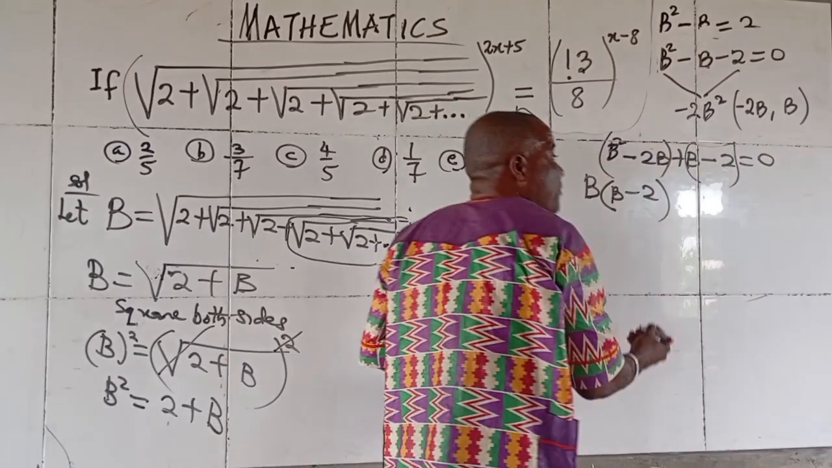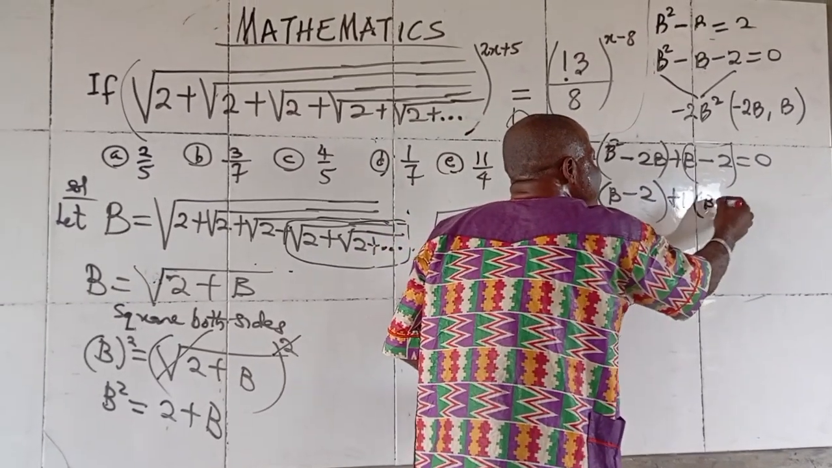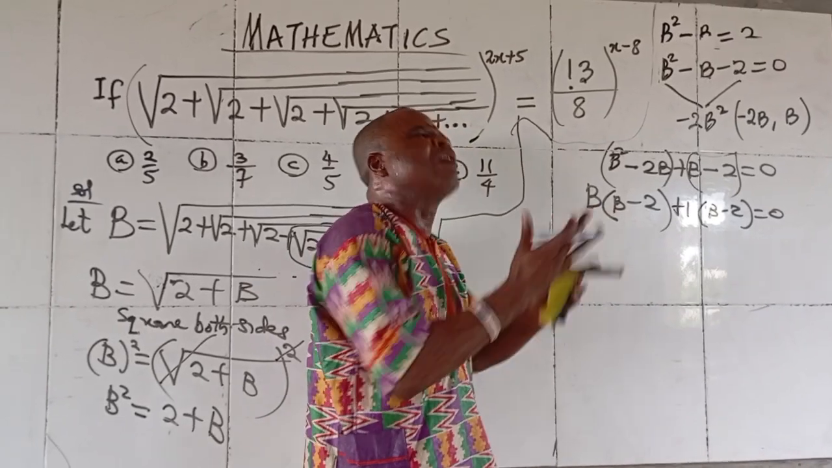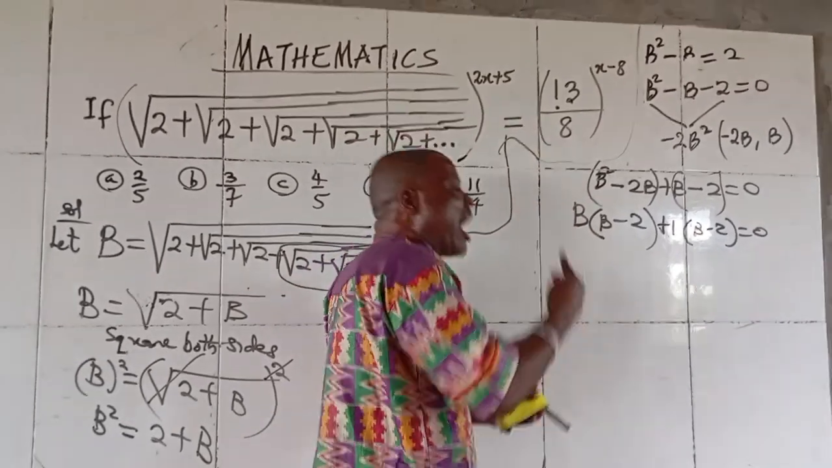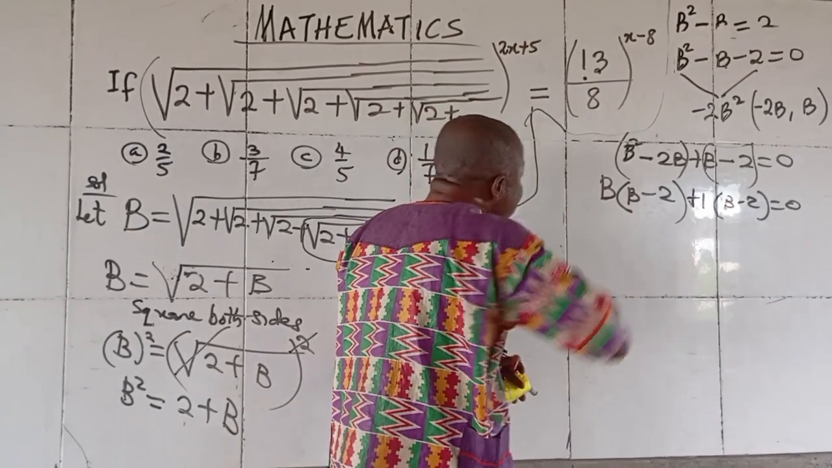We use 1 to open the bracket, so there will be resemblance with this. Plus 1, b minus 2 equal to 0. As I told you all over the world, when you are solving a quadratic equation by the factorization method, for you to know you are correct, the two brackets must be the same. When they are the same, you are good to go.